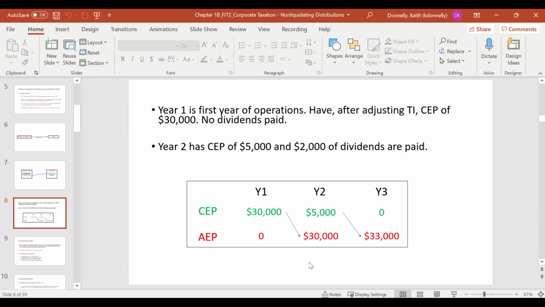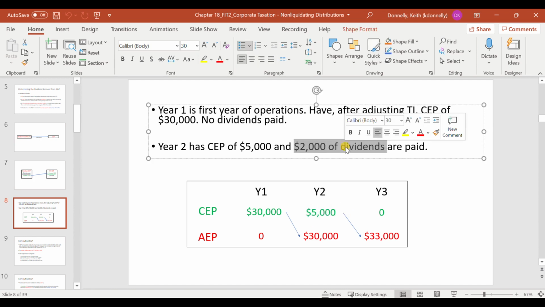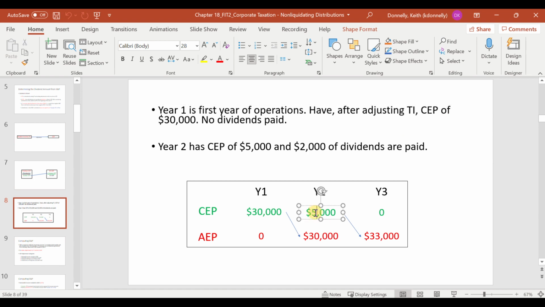That's great. Now in year 2, we have current earnings and profits of $5,000. However, we made $2,000 of dividends that we paid from them. So we made 5, but we paid 2. The remaining 3 we're going to carry down and increase our accumulated earnings and profits. So you can see here, this is just showing you the flow and the connection between current, carry it over, current with dividends, carry any excess over.